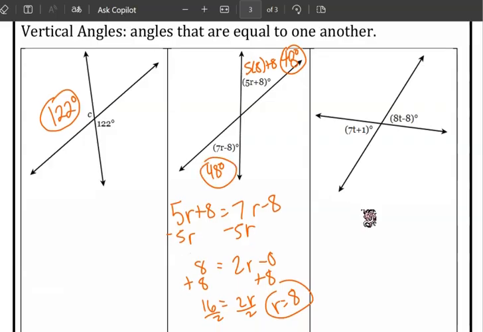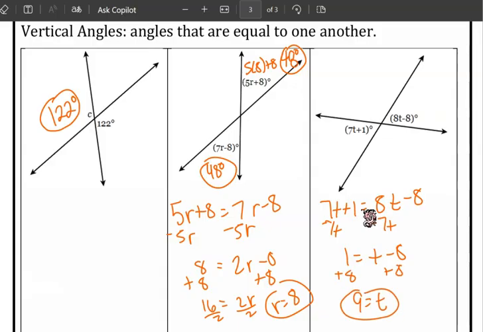Let's solve for the next one. 7t plus 1 equals 8t minus 8. Subtract 7t from each side. Add 8 to each side. 9 equals t. Plug it in to get the angle. 64 degrees.